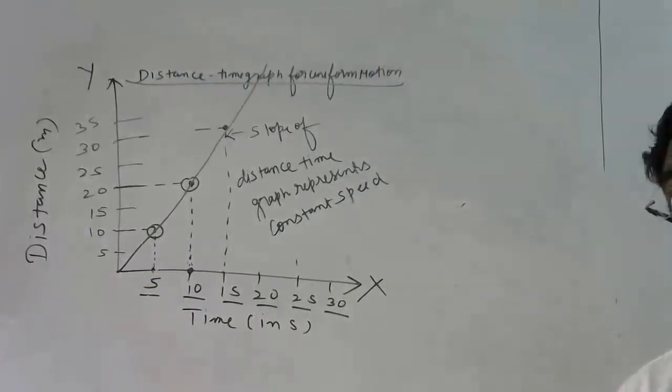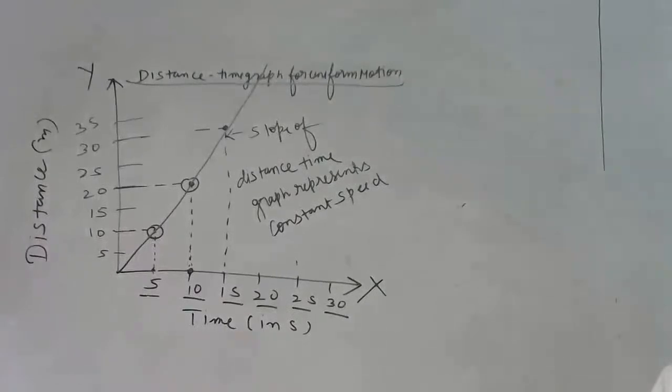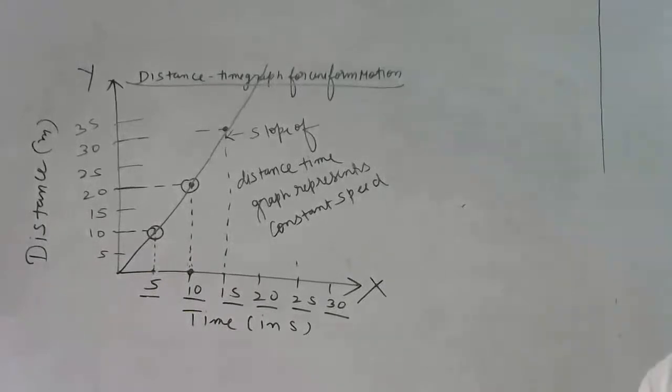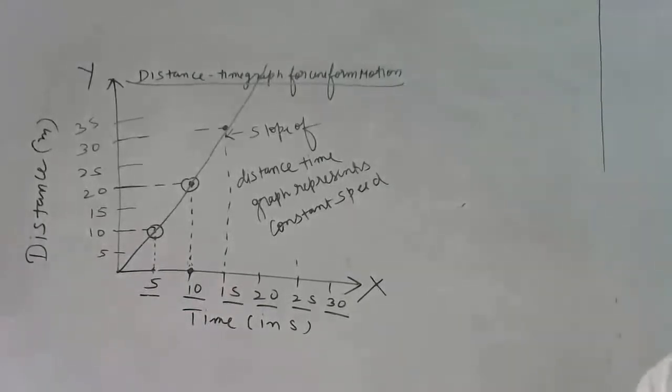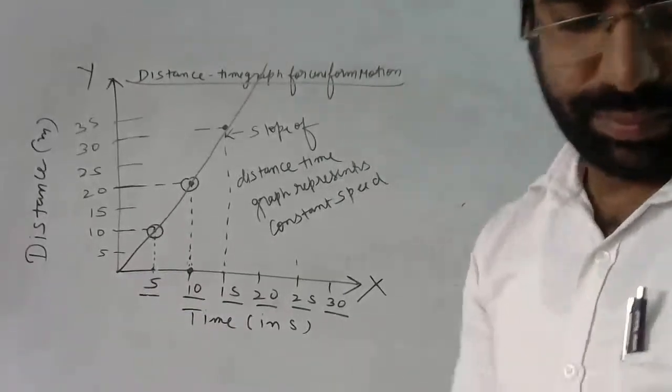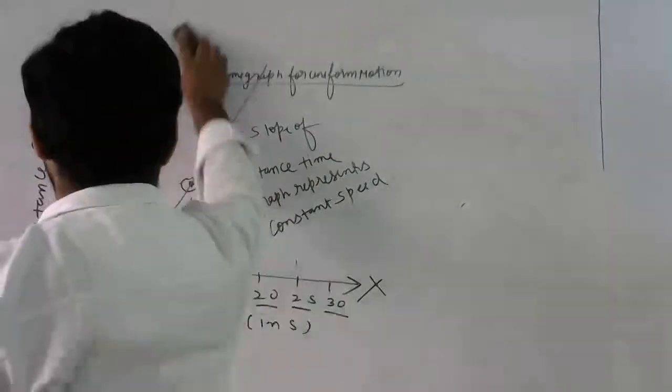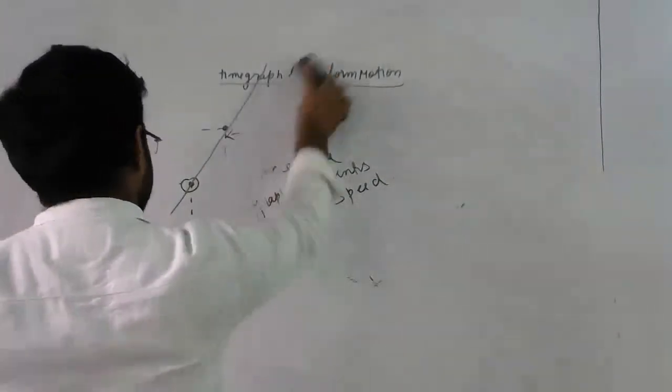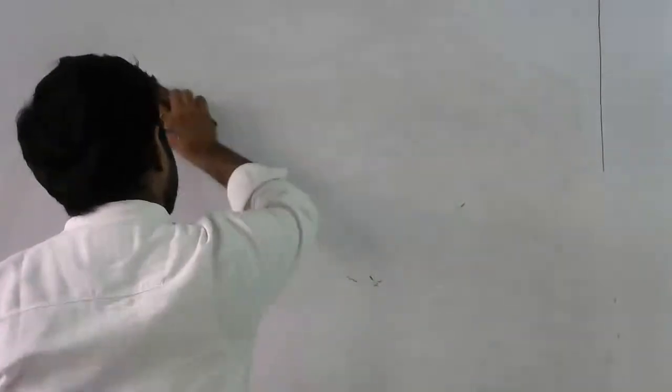Have you written up to here, everybody? Then we have the second line. Second line, the object moves at constant speed.